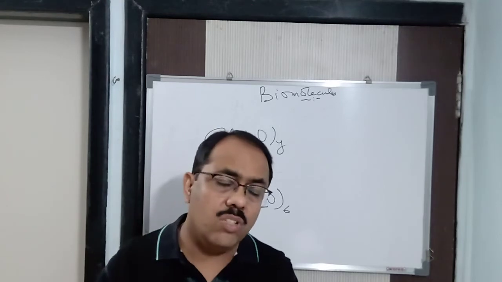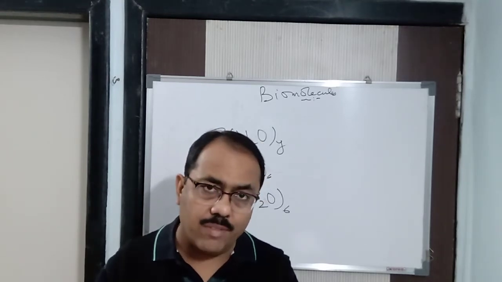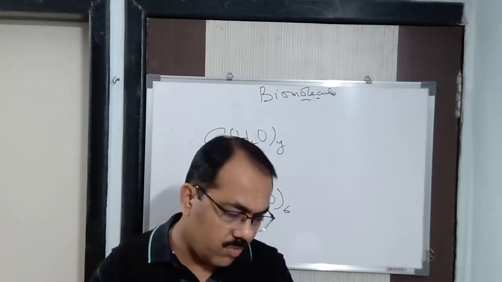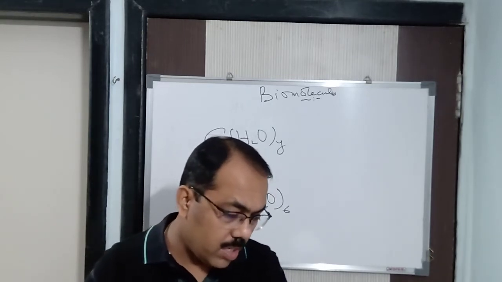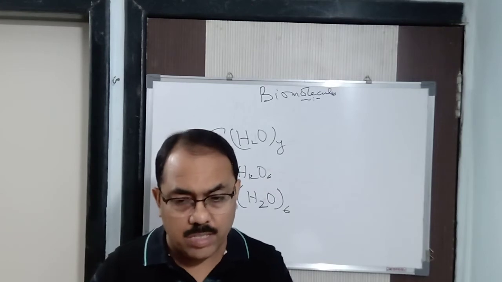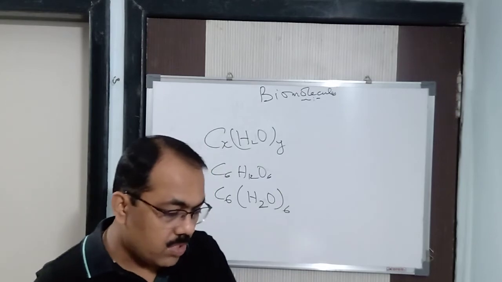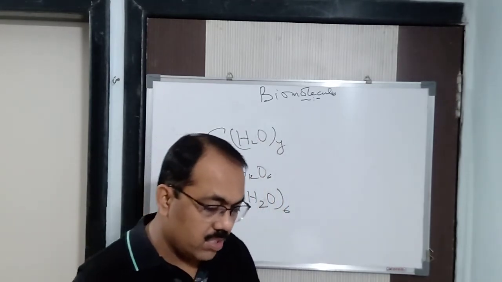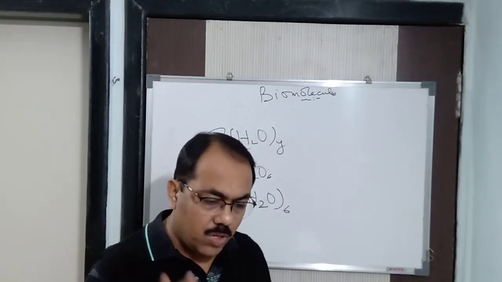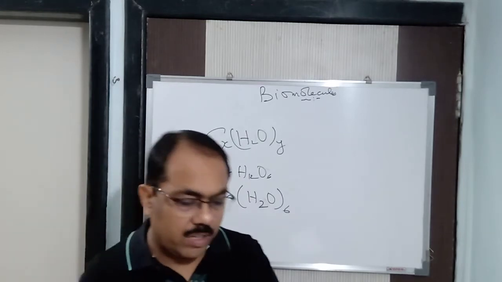The difference between glucose and fructose we will study later. Otherwise, they have the same molecular formula, C6H12O6. Galactose is also C6H12O6. Even ribose, another monosaccharide, is C6H10O5. These are the different monosaccharides, known as simple sugars. Upon hydrolysis, we cannot get simpler sugars. Next, we will come to oligosaccharides.